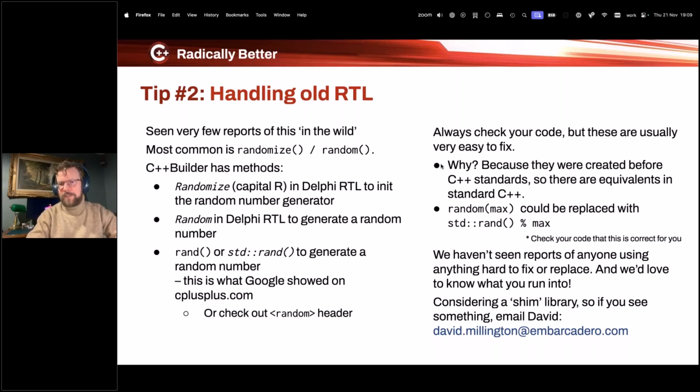We're considering writing what we call a shim library, which is sort of like a backwards compatibility library, if it turns out to be necessary or useful. And that'll be strongly based on feedback. So email me. However, the message is that from everything we've seen so far, this is really not much of an issue, and when people are running into something, it's very easy to move past.